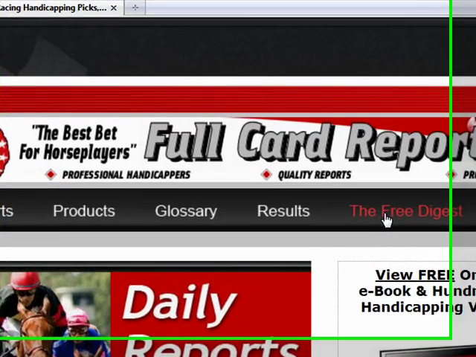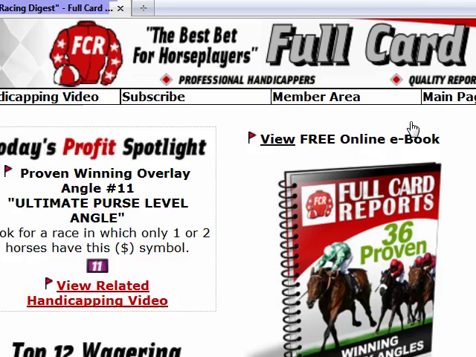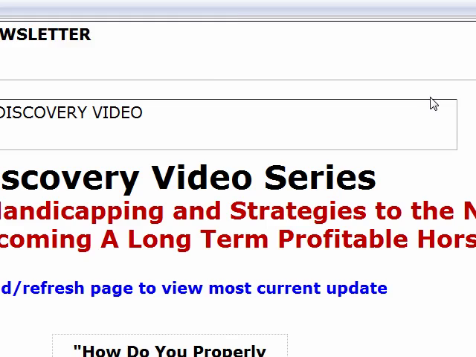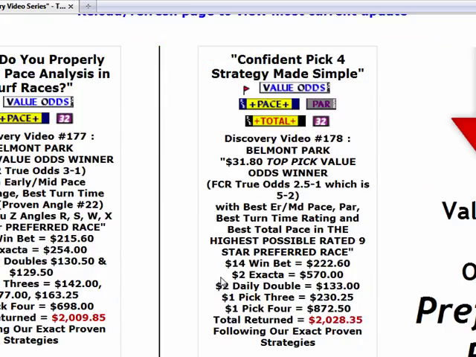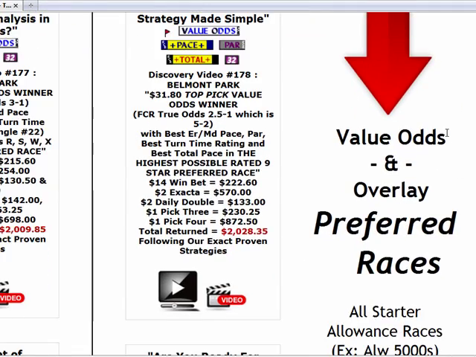From the home page, I'm going to log into the free area, and you're going to see a Discovery video button in the upper right corner. It's always there. Click on that, it takes you to the page with all the videos. Click and watch. And under the red arrow here on the right, it's my listing of value odds and overlay preferred races.